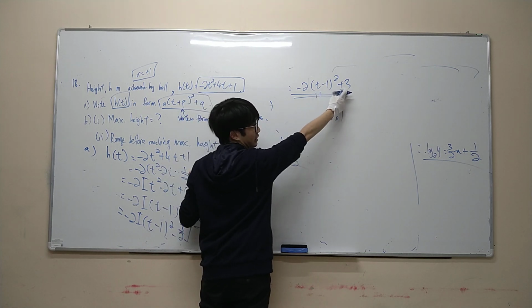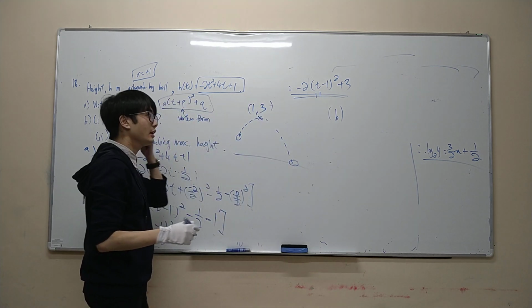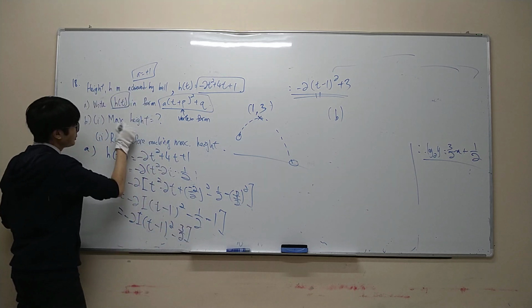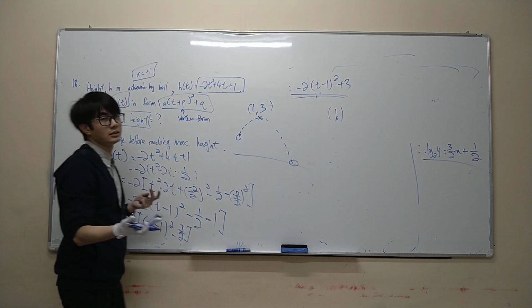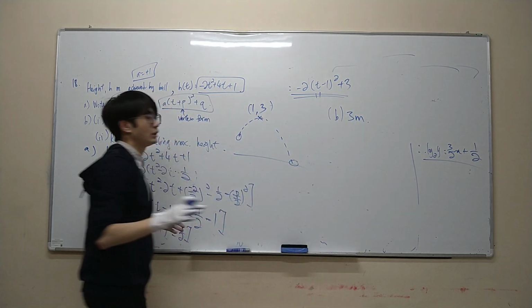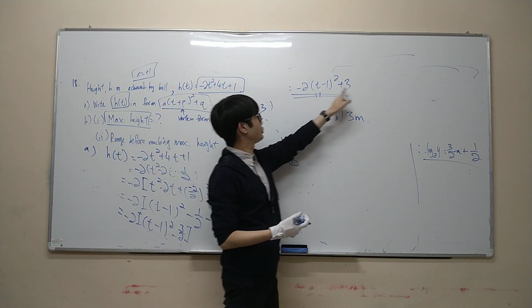Negative 1, 3. But negative 1, take out, need to change the sign. So it will be 1, 3 like this. Okay? 1, 3. So that is the maximum point. But I don't want the maximum point. I want the maximum height. So what is it? It's 3. Remember, maximum height means you are only taking the y coordinate. It means this is the maximum height, the 3.